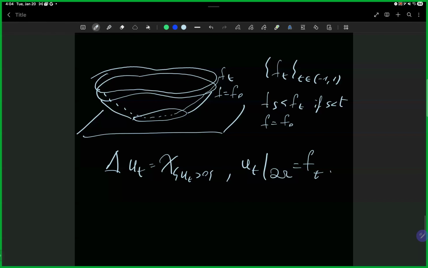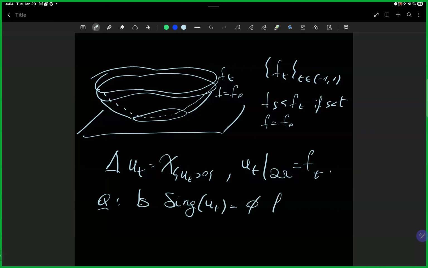And I look at these problems and I ask myself, is it true that, let's say, for generic t, for almost every t, perhaps in the Lebesgue sense, the singular set is empty? So, question: is the singular set of u_t empty for almost every t? This would be like a version of the Scheffer conjecture.